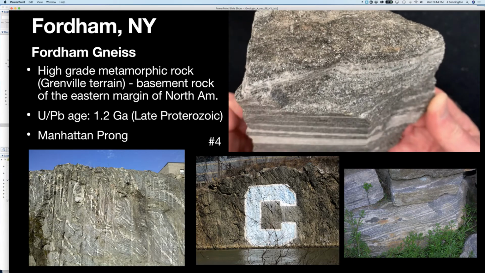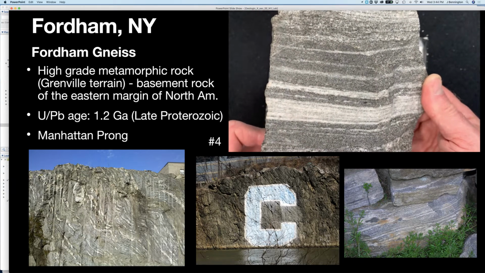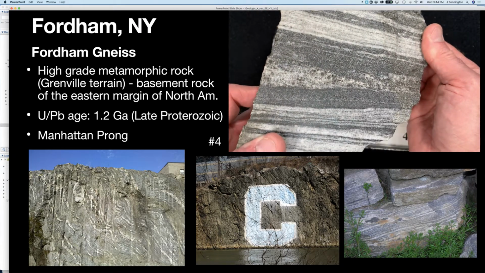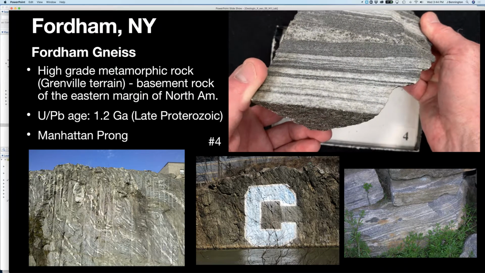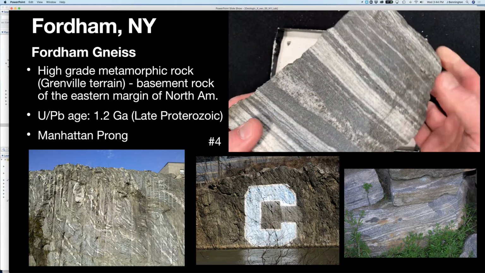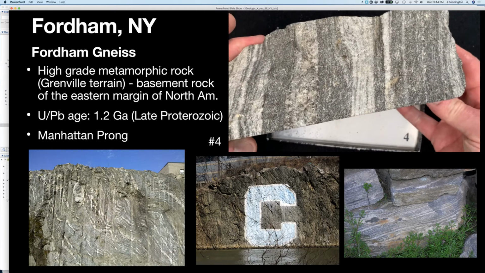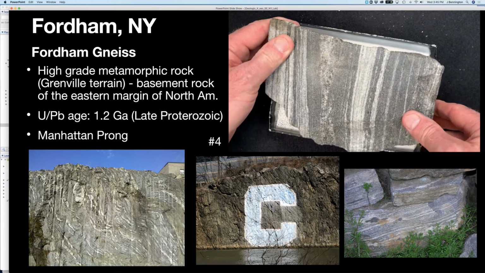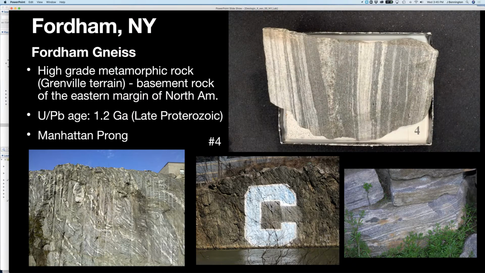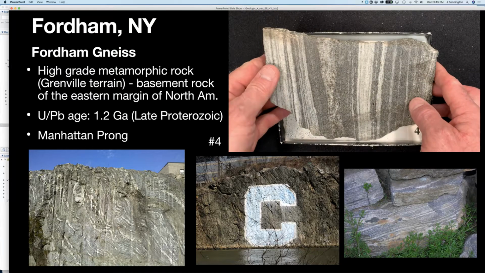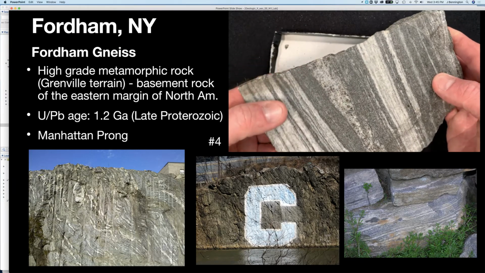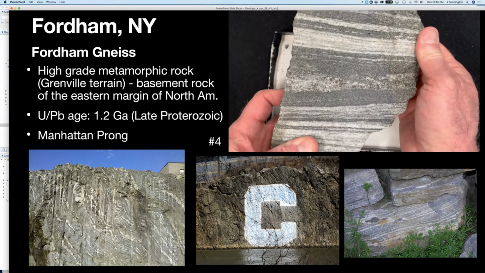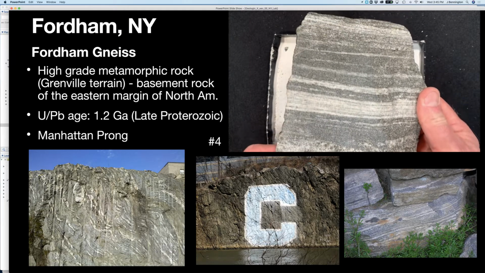And Manhattan and Westchester is one area where this older rock is exposed at the surface. How old is the rock? Uranium lead dating tells us that it dates back to about 1.2 billion years. So this is from the late Proterozoic. And again, it's a high-grade metamorphic rock. So that tells you that it was once part of the roots of an ancient mountain range.